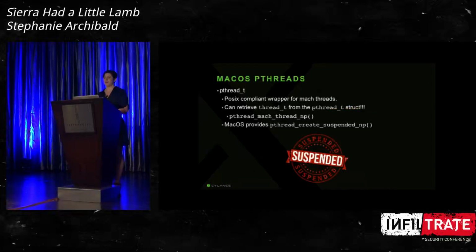But Mach also provides a pthread interface, which is pretty much a POSIX compliant wrapper for Mach threads. The beneficial thing is that you can actually retrieve the thread_t from the pthread struct using this function here, pthread_mach_thread_np. But it also provides a pthread_create_suspended_np. This is super useful because otherwise you kind of end up in this race condition, right? I tried for a really long time to use pthread_create because I didn't know this function existed. I don't think it's very well documented.